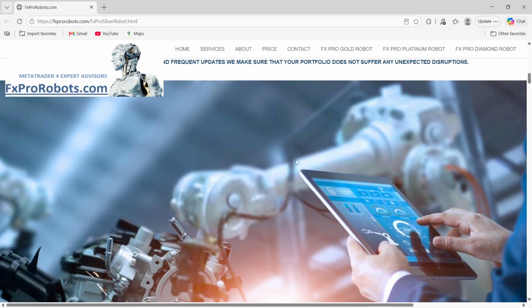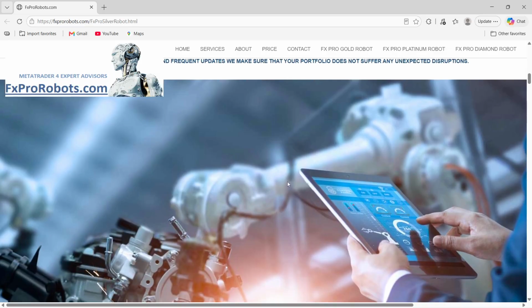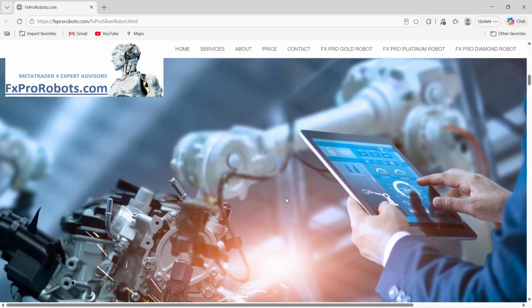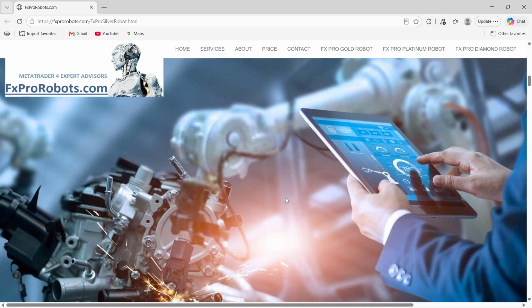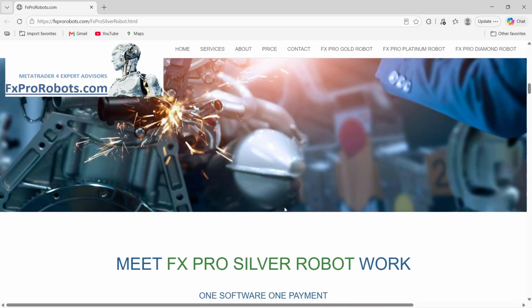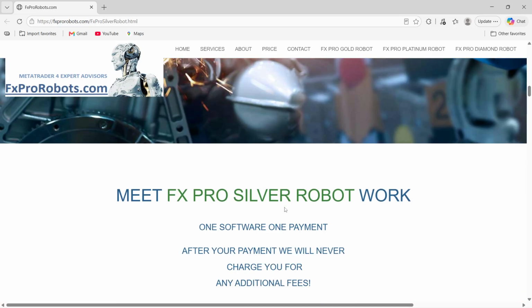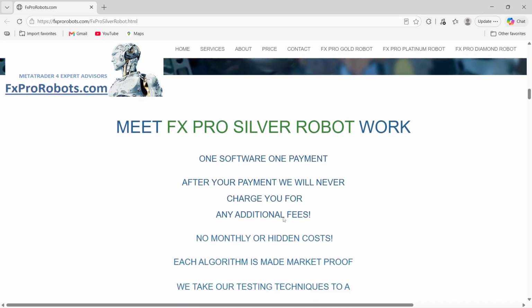It runs on MT4 and is positioned as an automated solution for traders who want exposure to silver without constant manual monitoring. The system aims for consistent performance through disciplined rule-based trading rather than aggressive methods.